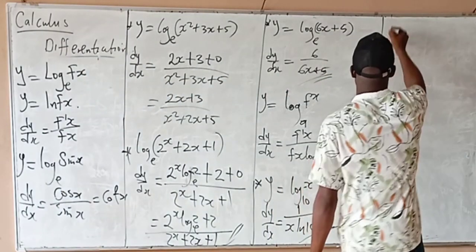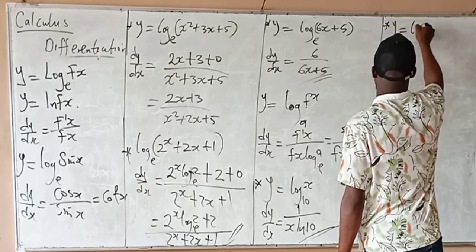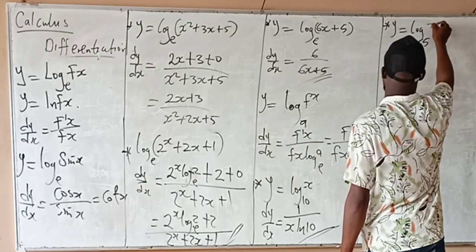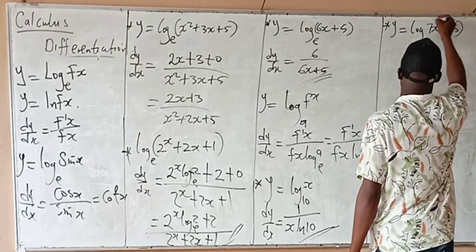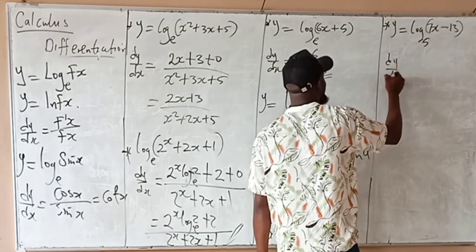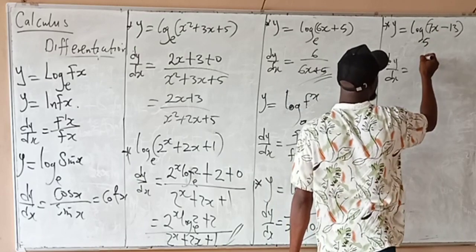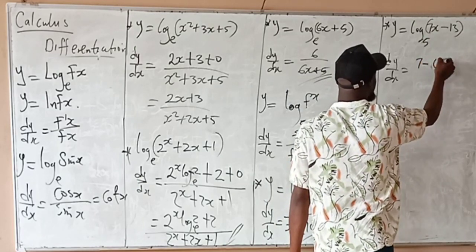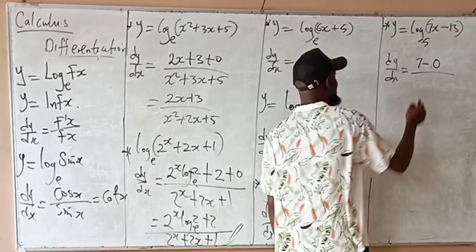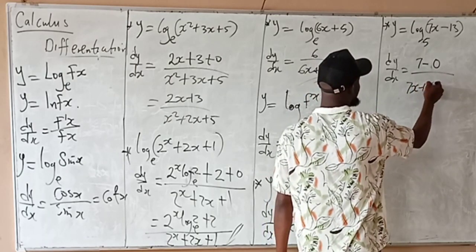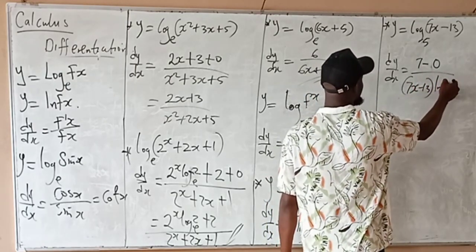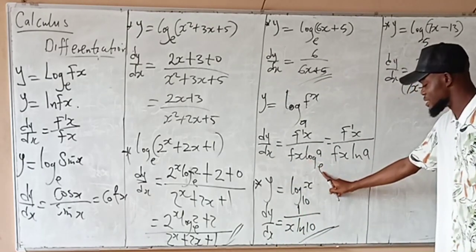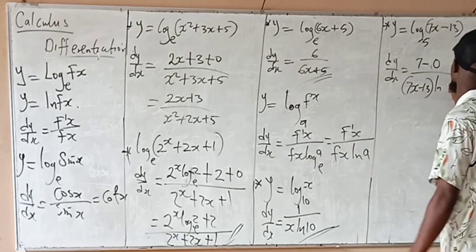So let's look at something like this. Look at more things. y is equals to log of 7x minus 13 to base 5. What will be the dy over dx? That will be differentiating 7x, you have 7, minus differentiating 13. Since there's no x here, it is 0. So 7 over 7x minus 13, times ln of what? Yeah, that one will be ln because anything that has a base of e is ln of 5.